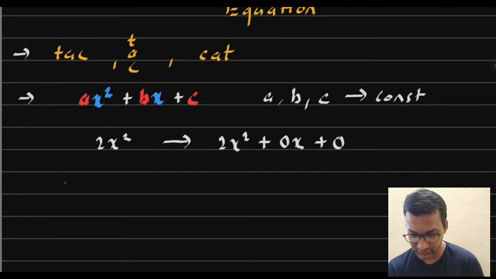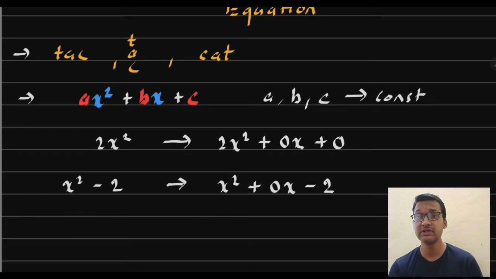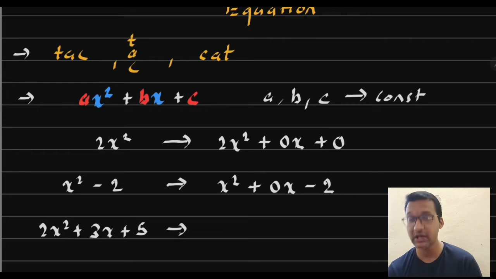Now this is the standard form of quadratic equation. Or we could have two terms, x square minus 2. Here x square is there and 2 is there, that means c is there. We can write it in standard form as follows: x square plus 0x minus 2. Whichever term is not there, we can write 0 there. Or the equation can be 2x square plus 3x plus 5. Now this is actually already in the standard form. We don't need to change it any further. The standard form will be the same: 2x square plus 3x plus 5.